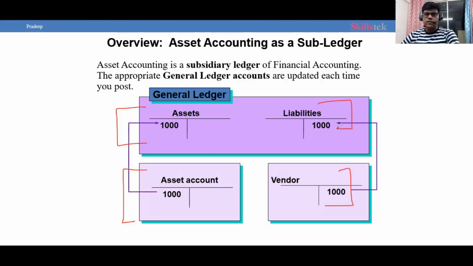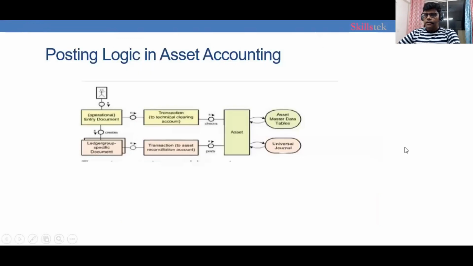We are using here the technical clearing account. How we are going to use that technical clearing account, and what is the use of it? If we go to the next slide. Okay, so posting logic in asset accounting. This is the entry where the user is going to post the document. Here you may use F-90, or through the logistics point of view, the same concept is applicable. When the user is going to post the accounting entry, this is your operational document or asset entry.